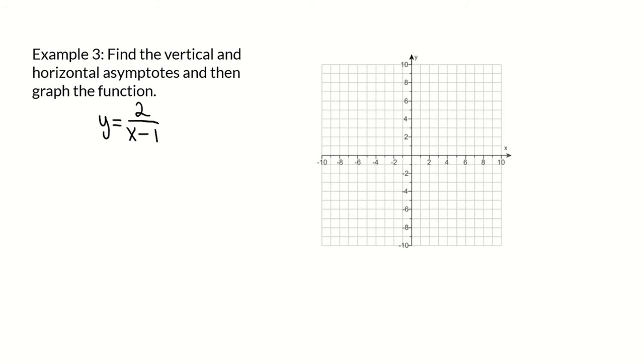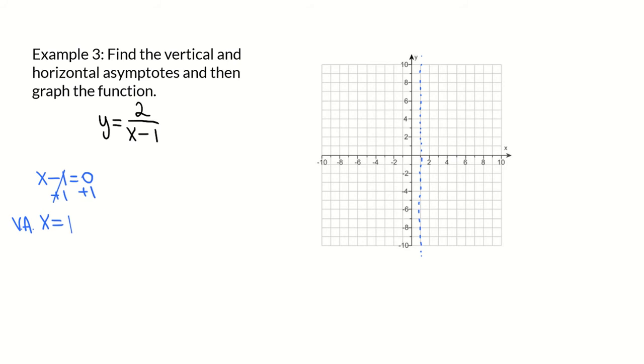So starting with the vertical asymptote, we set the denominator equal to 0, and then we solve. So add 1 to both sides to solve, and we get x equals 1 is the vertical asymptote. Which we'll draw as a dashed line at x equals 1.